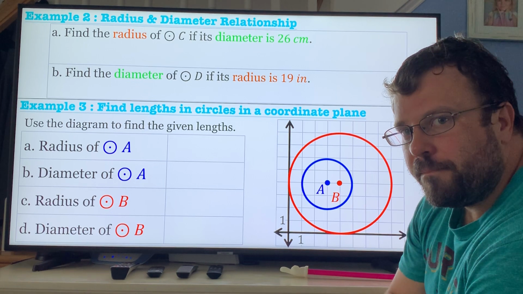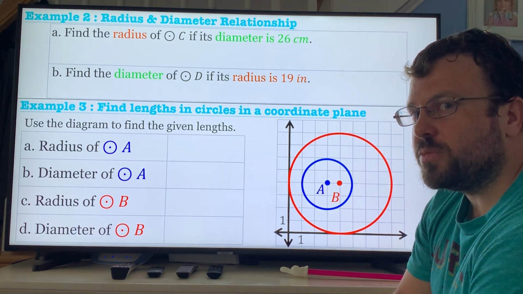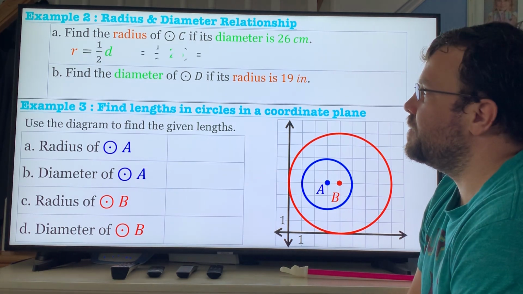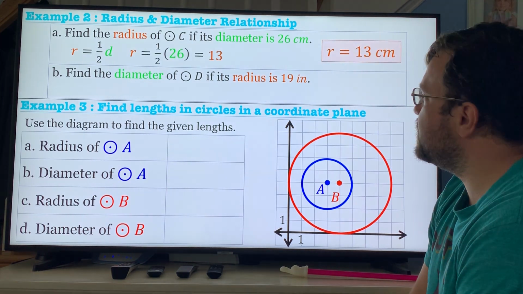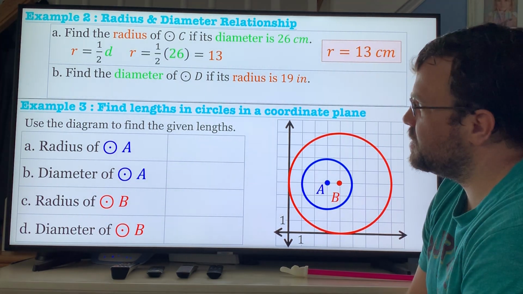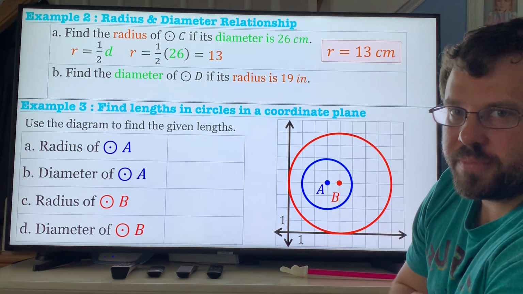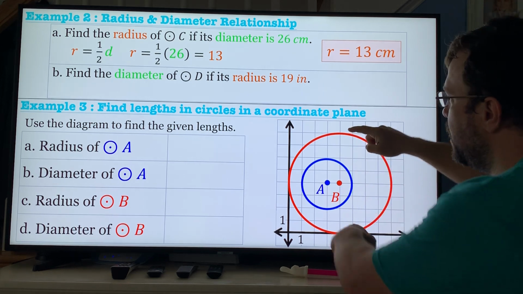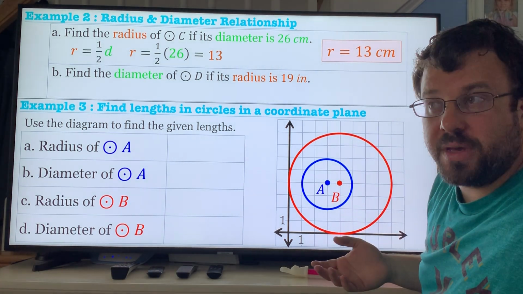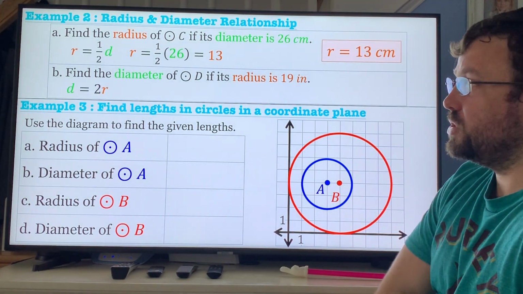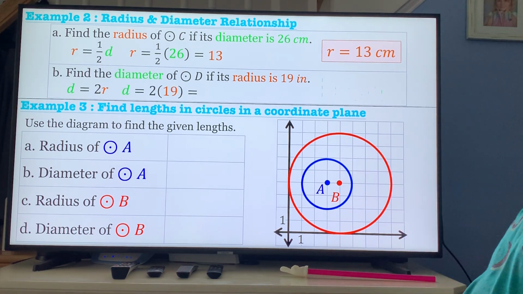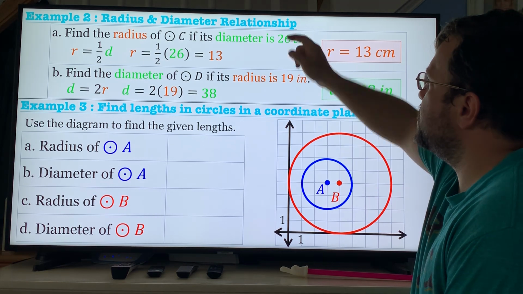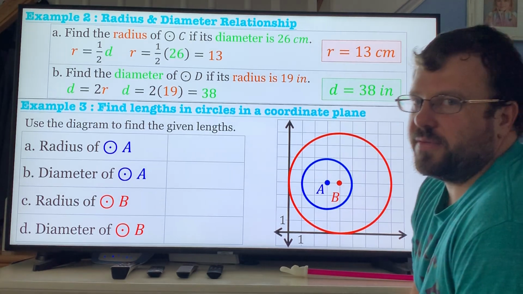What did you get? Is the radius bigger or smaller than the diameter? Smaller. So it's half the diameter. Half of 26 is indeed 13 centimeters. Now find the diameter if the radius is 19. So say this is your circle, if this is 19, the whole thing would be obviously bigger, twice as big. So you're going backwards. 2 times 19 is indeed 38 inches. And the reason you got inches and centimeters is those are the units given.